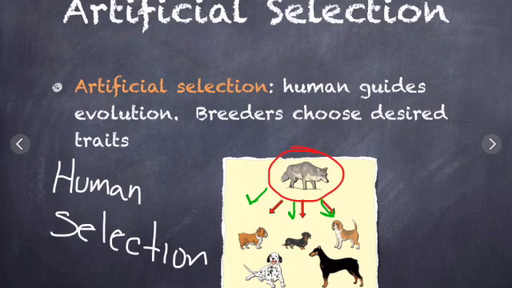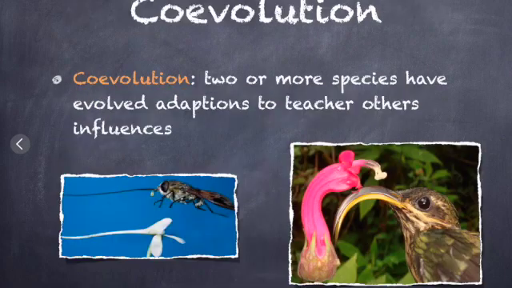And it also happened in corn. Corn was almost like a weed. We bred the biggest, the strongest, and we get what we have as modern corn today.